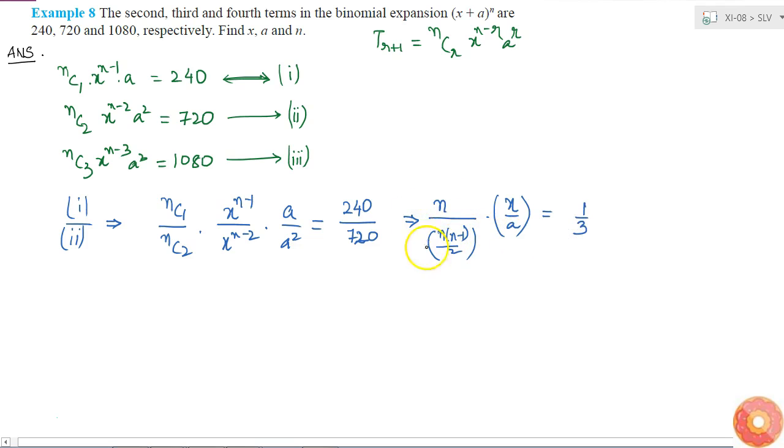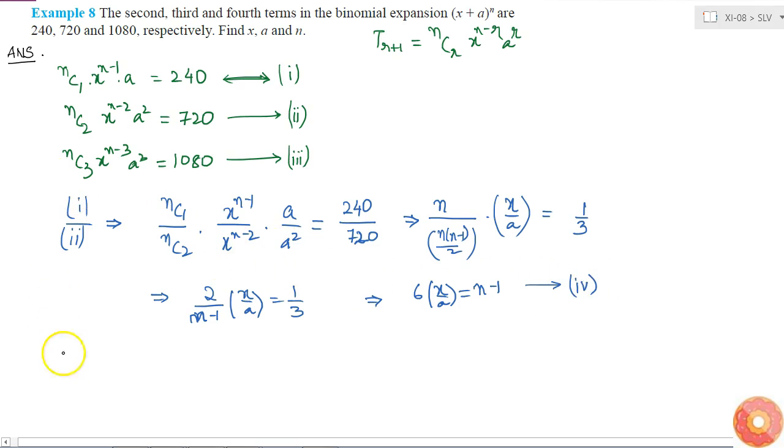So here n and n will get cancelled. This means that 2 by (n-1) into x by a is equal to 1 by 3, or I can even tell 6 times of x by a is equal to n minus 1. Okay, this I am going to call as my fourth equation.